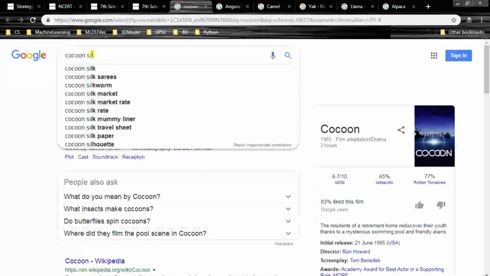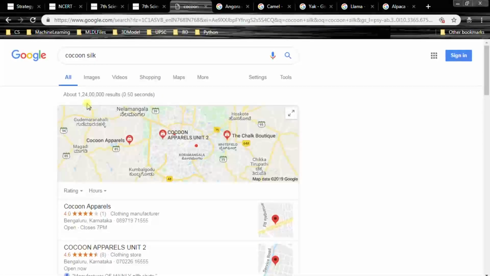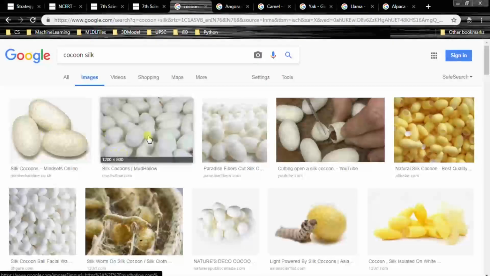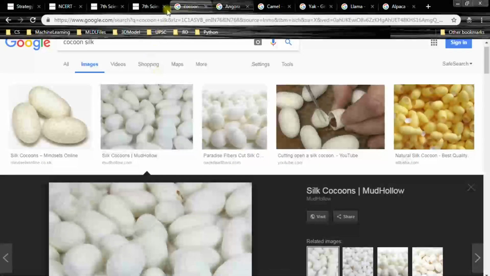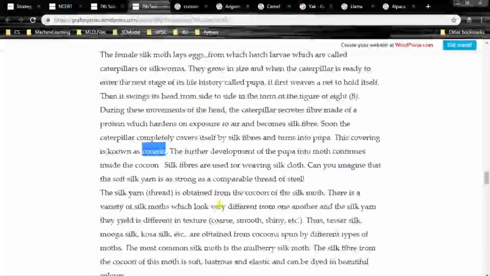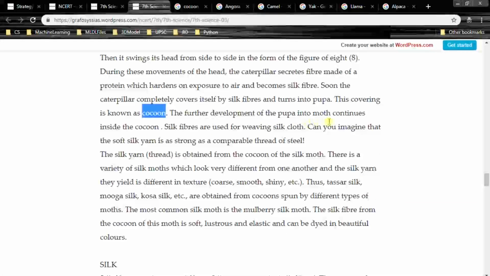So these are cocoons, right? The further development of pupa into moth continues inside the cocoon. So remember, caterpillar to pupa, pupa to moth. So during this process they release their fibers that will become silk fiber.